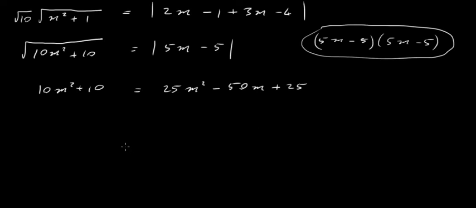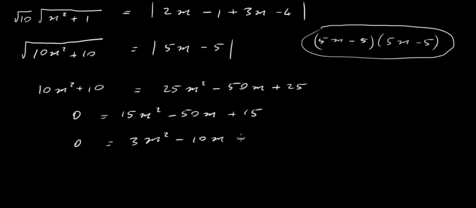So let's bring everything over to one side. We've got 25m squared minus 10m squared, so that gives me 15m squared. We've got minus 50m. We've got plus 25 minus 10, so that's plus 15. Let's divide across by 5. Divide 0 by 5, you get 0. Divide this by 5, you get 3m squared. Divide this by 5, you get 10. Divide this by 5, you get 3.